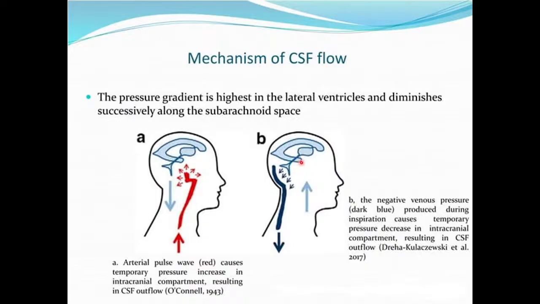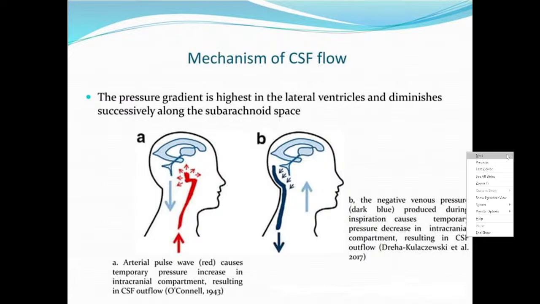These are the old theories to explain the flow of CSF, why CSF flows from lateral to third to fourth ventricle, then to the subarachnoid space and gets absorbed. It is due to the pulsation created by the arteries or the veins that cause pressure in the intracranial pressure, negative pressure, positive pressure, that lead to the flow of CSF.